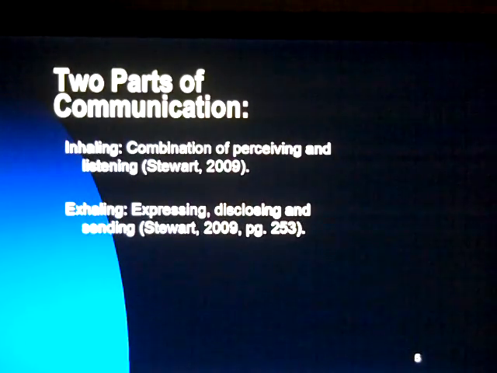There are 2 parts of communication according to Stewart: inhaling and exhaling. Inhaling is a combination of perceiving and listening. Exhaling is expressing, disclosing, and sending. Next slide.